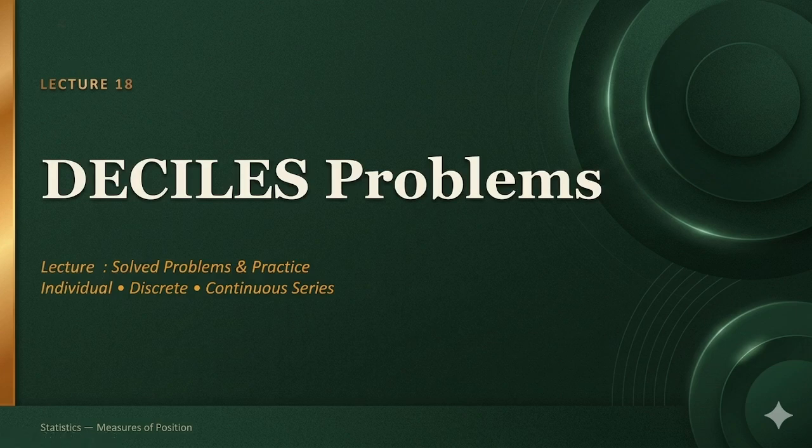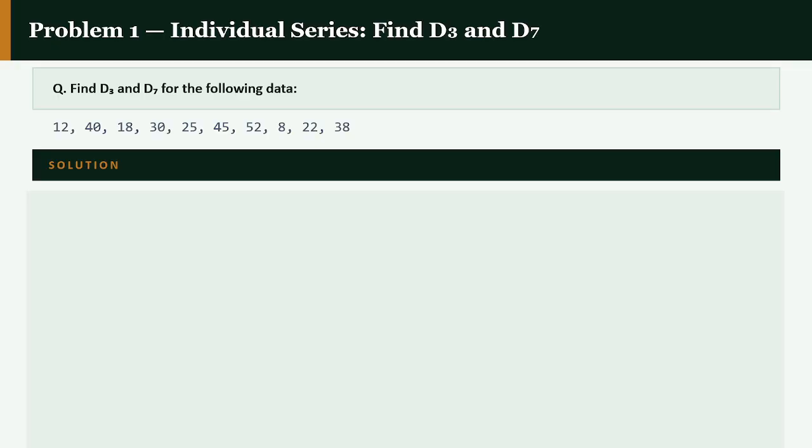Welcome to our class, and today we are discussing how to solve problems on deciles. First, an individual series has been given. We have to find D3 and D7. The first step is arranging in ascending order. Check here the least value.